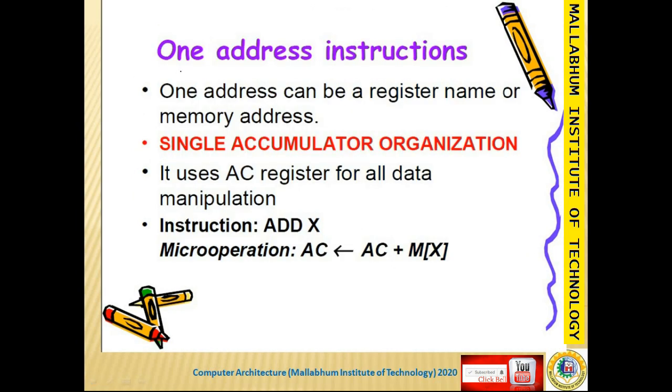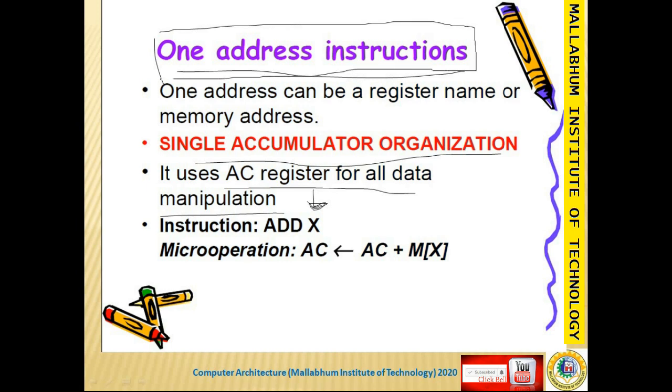Next, the 1 address instruction, with 1 register name or memory address. This is the single accumulator organization. It uses the accumulator register for all data manipulation. You can only use 1 register, and that is the main purpose of the 1 address instruction. You can only specify 1 register after the opcode. There is an accumulator register in the microprocessor, or the machine, that is used for this 1 address instruction. Here you can see that this accumulator register resides within the microprocessor.